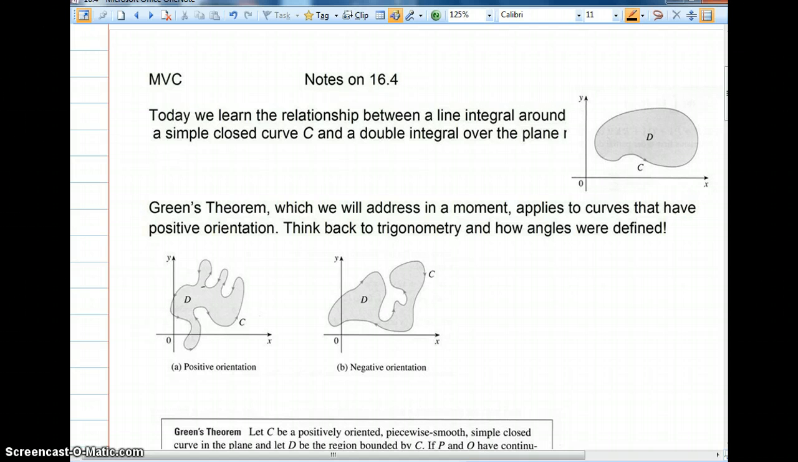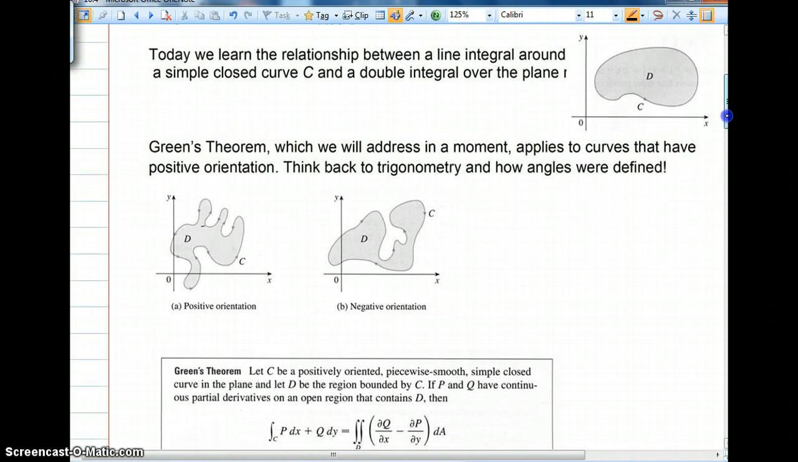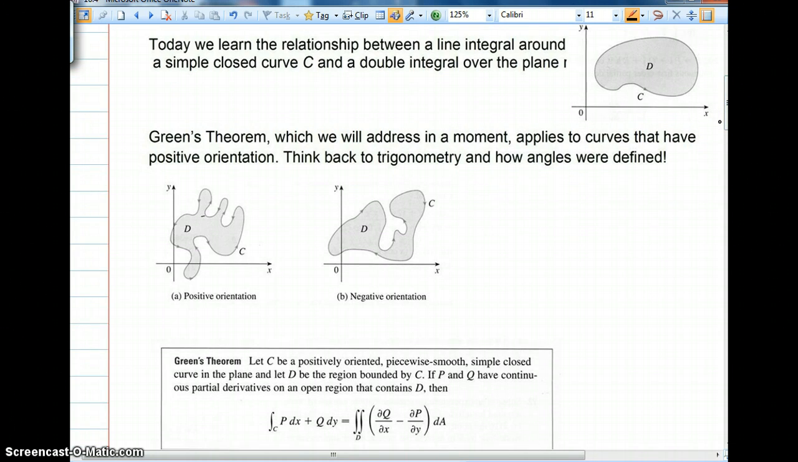So today we learned the relationship between a line integral around a simple closed curve, and everything will be simple and closed, and a double integral over the plane. There is a connection, and that can be phenomenally helpful. I hope you're going to agree with that. Let's take a look at Green's theorem. But you have to have curves that have positive orientation. Think back to trig when we measured an angle. If an angle was measured in a positive direction, we moved what direction?